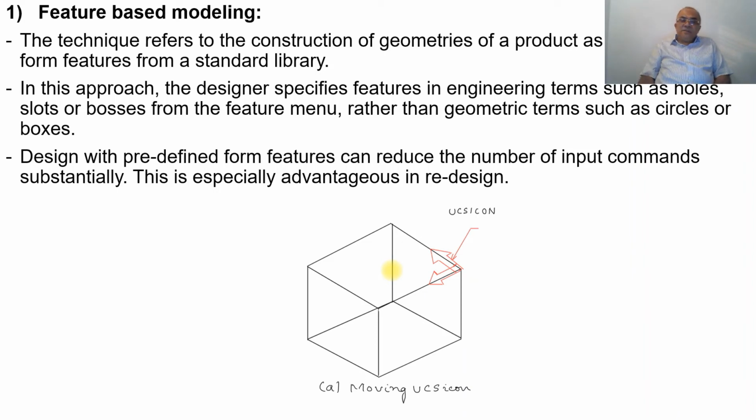Suppose you go for feature-based modeling: just go to the hole option, take the position, and it will ask for the hole diameter and the depth you want. You just specify that and say OK, then it automatically creates the hole in the block. This is the advantage of using feature-based commands.